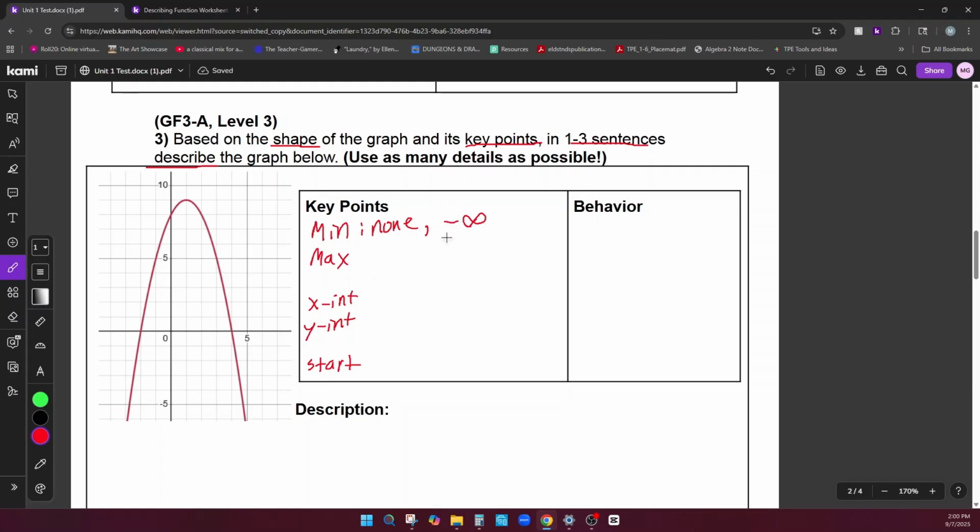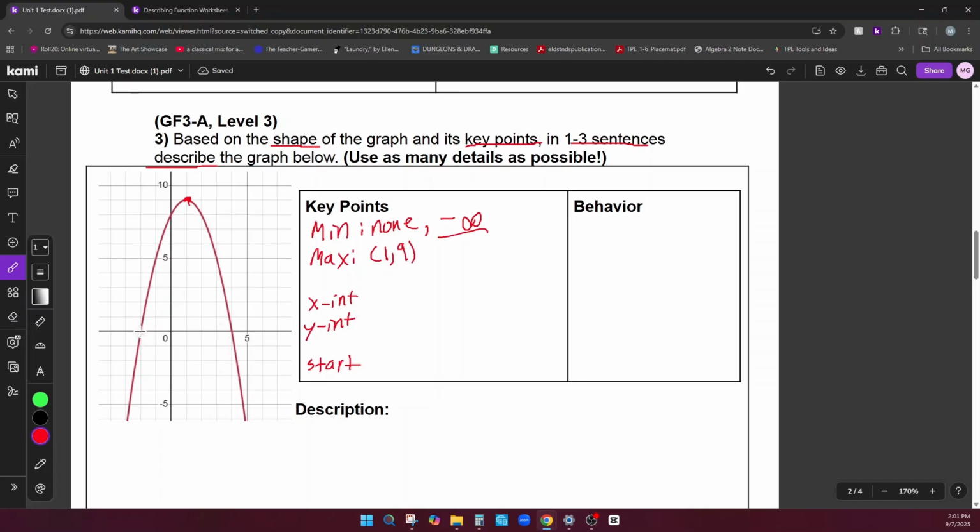Some of us just put infinity, which, though I understand what you mean, infinity has this implication that it's going up forever. It is increasing forever. So when we're saying we're going down forever, we need to make sure we include that negative sign. We have negative infinity. Our maximum, in this case, we do have a highest point. That means this point right here. Going over the graph, we go over 1, up 9. Our maximum value is going to be (1, 9).